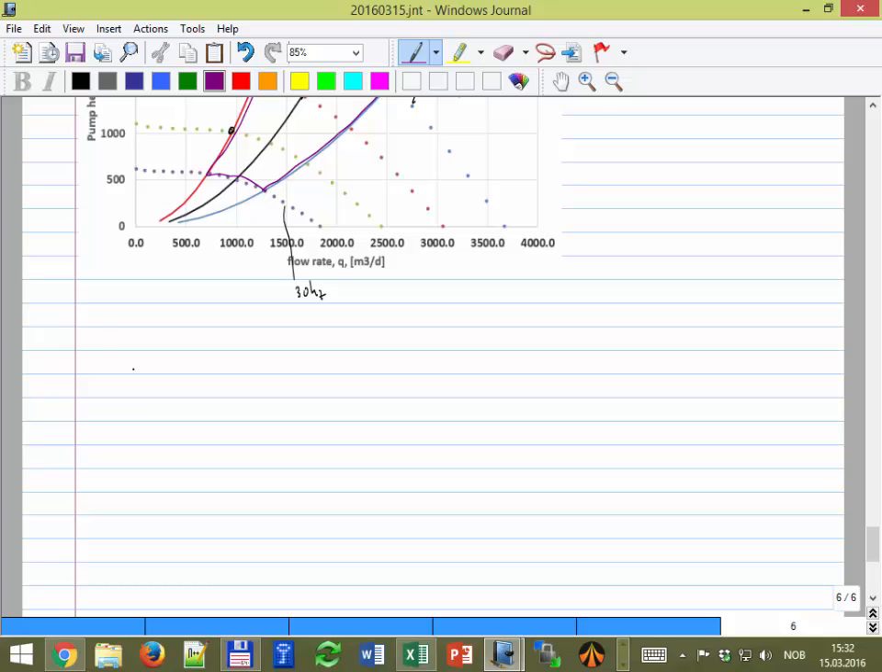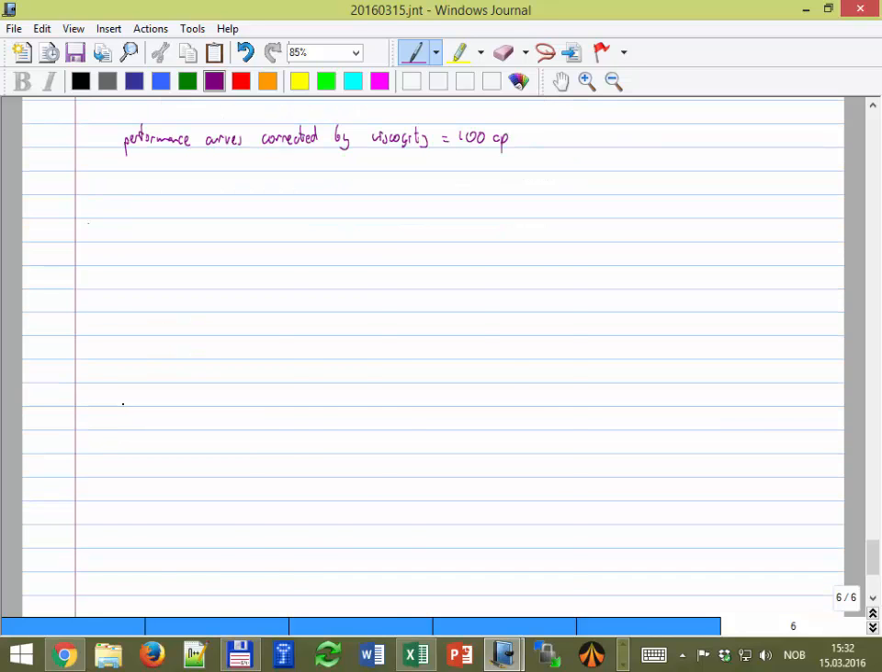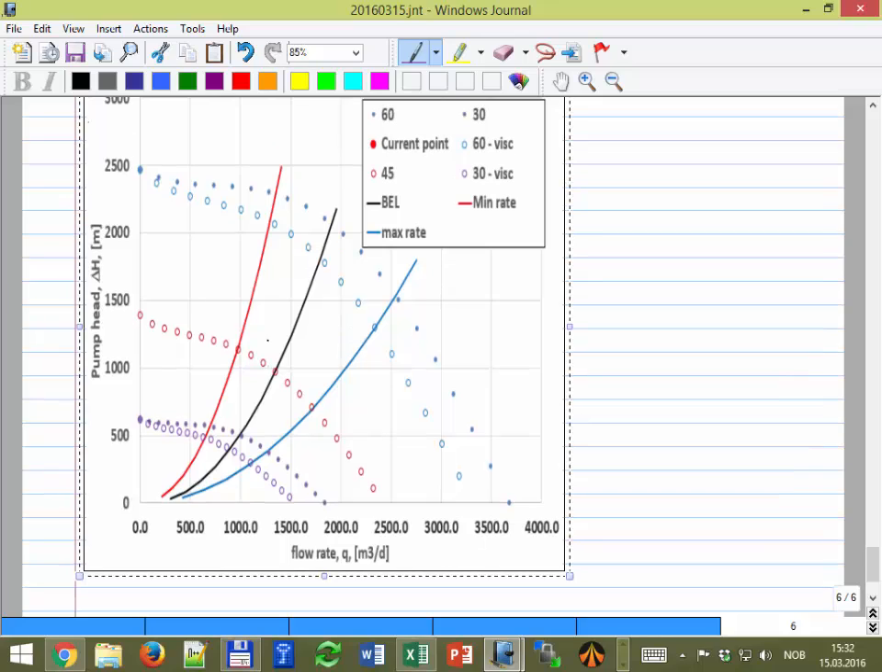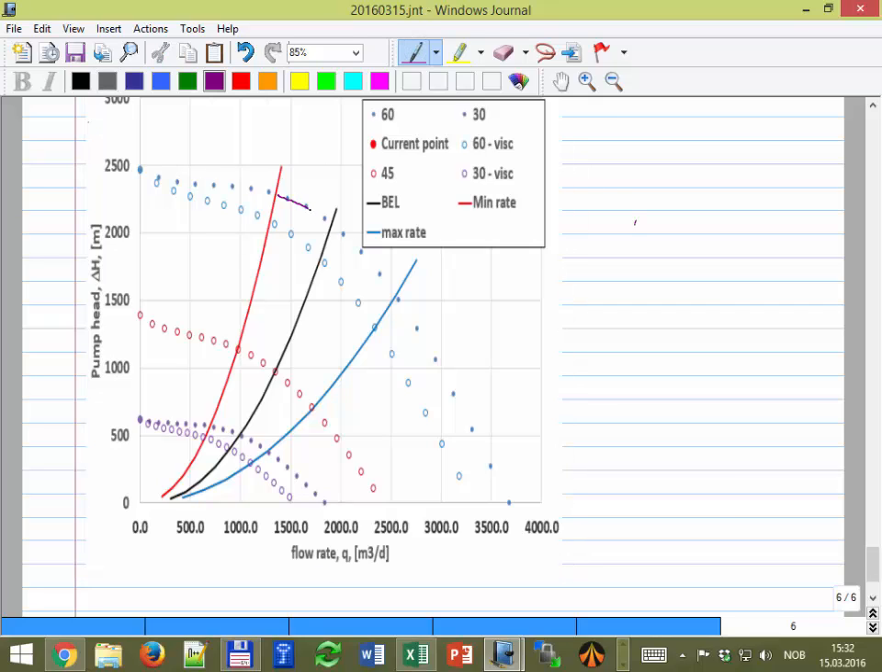These are the performance curves corrected by viscosity, which in our case was 100 centipoise. This is the original curve, the curve in full dots, and this is the curve corrected by viscosity. So at the end, the operational area is going to be like that.